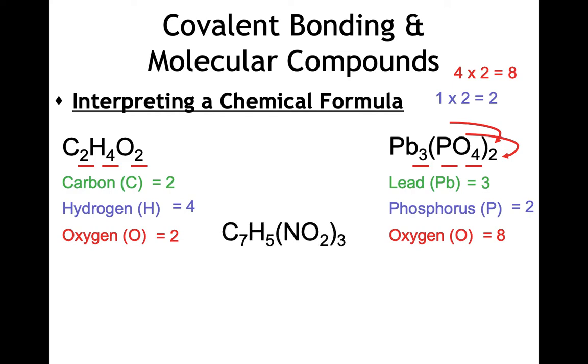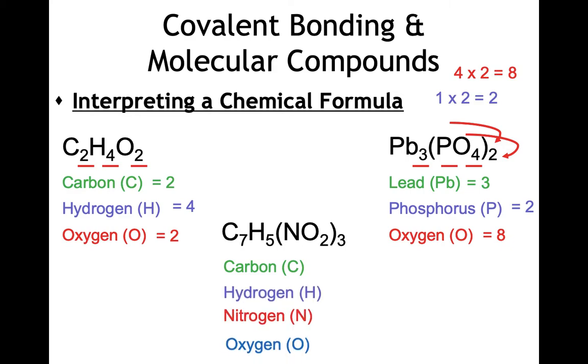Here we have C7H5NO2 3. We're going to list our atoms first. We have carbon, we have hydrogen, we have nitrogen, and we have oxygen. Next to the carbon, there's a 7.